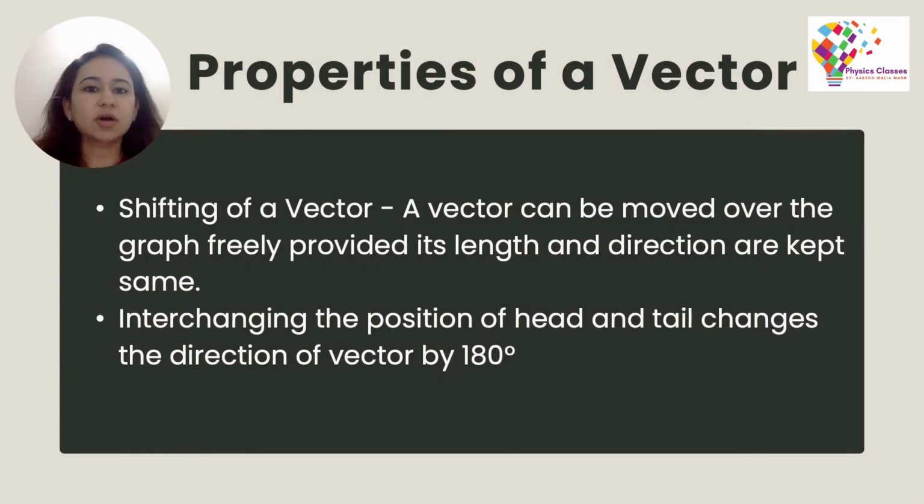We'll talk about the two most common properties of a vector. The first one is the shifting of a vector. Shifting of a vector means that I am moving the vector over the graph. Let's say you have a vector like this, pointing like this, AB. Now I can pick up this vector from here and keep it anywhere on this whole screen.